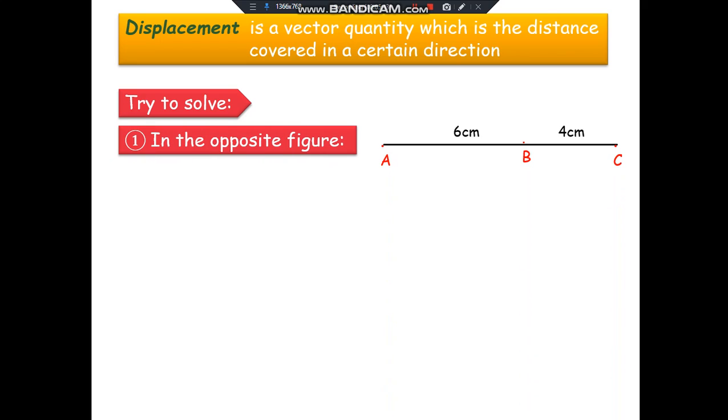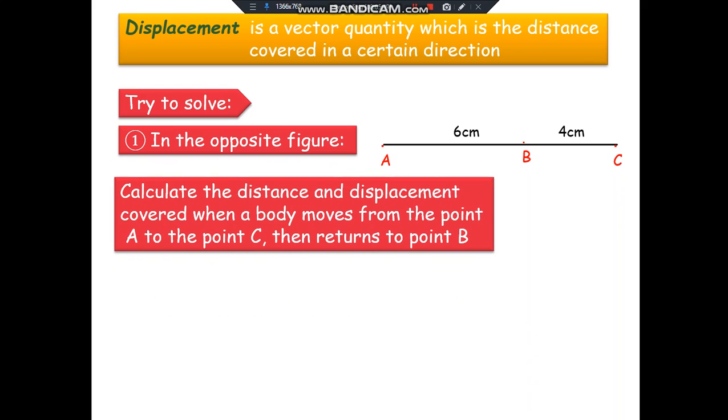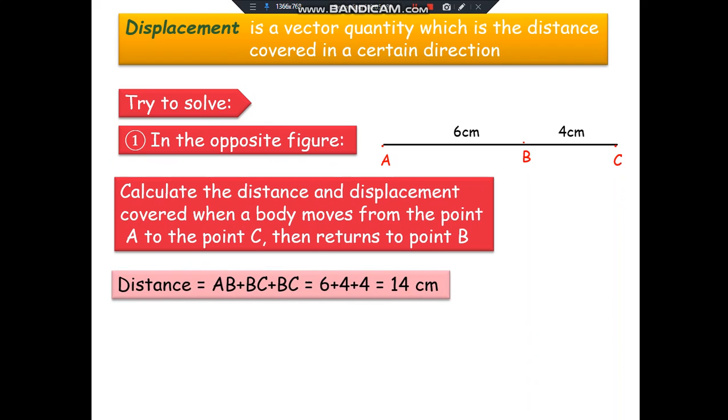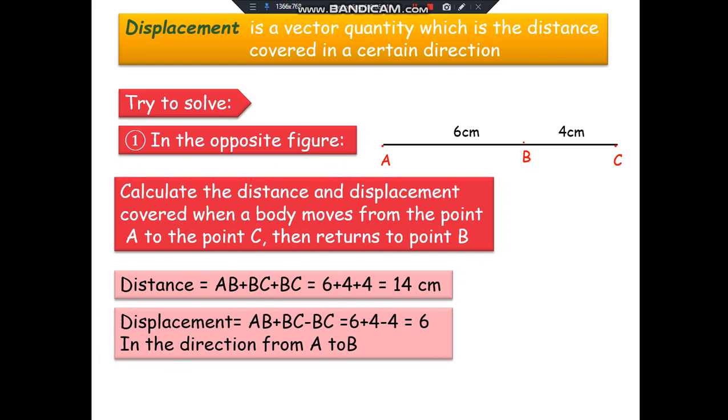In the opposite figure, we have AB 6 centimeters and BC 4 centimeters. Calculate the distance and displacement covered when a body moves from the point A to the point C, then returns to the point B. So distance will be AB plus BC, then return to the point B, so we move 4 centimeters again. So 6 plus 4 and return 4, so it will be 14. Displacement means AB plus BC minus BC, 6 plus 4 minus 4, which is equal to 6, in the direction from A to B.